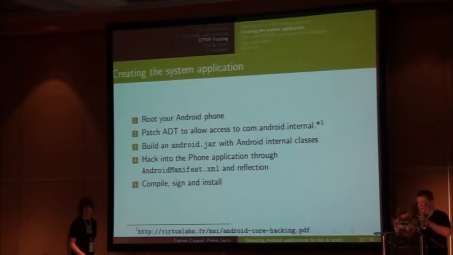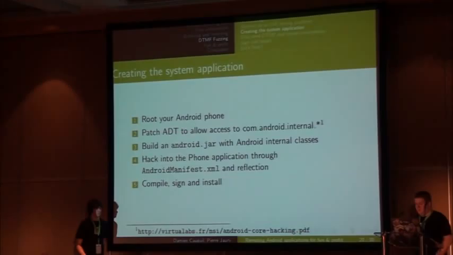So the goal is to create a system application with access to internal classes to get access to the phone and the baseband in order to dial some numbers and send DTMF. We also need to build an android.jar specific file containing all the internal classes, because if we do not do this, the application will not be able to communicate with the internal classes. And also, you have to hack into the phone application.